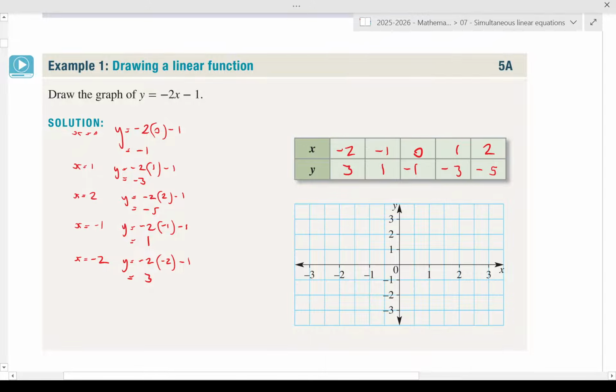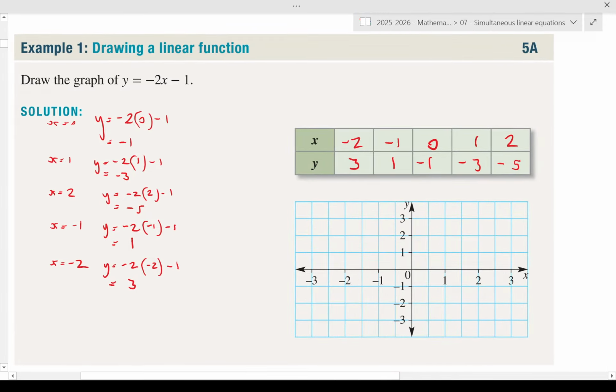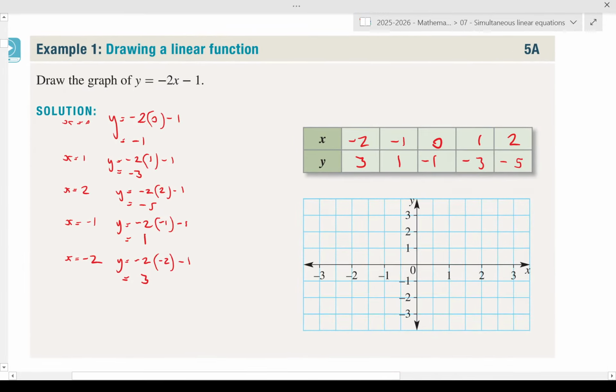Now all I do is I go and plot these. So the first one is minus 2, 3. So I go across, zooming in, go across to minus 2 and down to 3. And there it is. Then the next one, I go across to minus 1 and down to 1, which will give me that point. Next one is 0, minus 1 there. 1, minus 3.